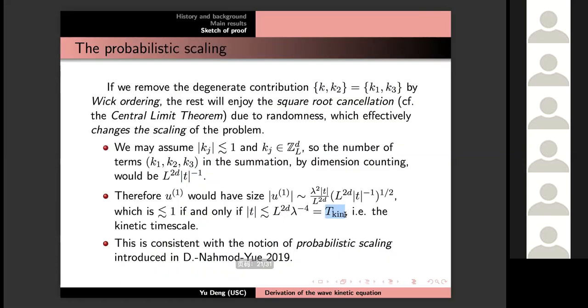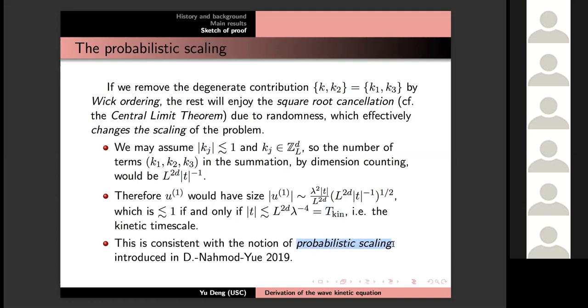And in these heuristic arguments, the crucial thing is to exploit this square root cancellation, which effectively changes the scaling of this problem. And if you consider the traditional deterministic scaling, you won't be able to get to this kinetic timescale. You're essentially getting the timescale in the deterministic setting in the work done by Buckmaster, Zaher Hani, and Shatat. But the randomness actually brings a different scaling to this problem, and this scaling we're going to call the probabilistic scaling.